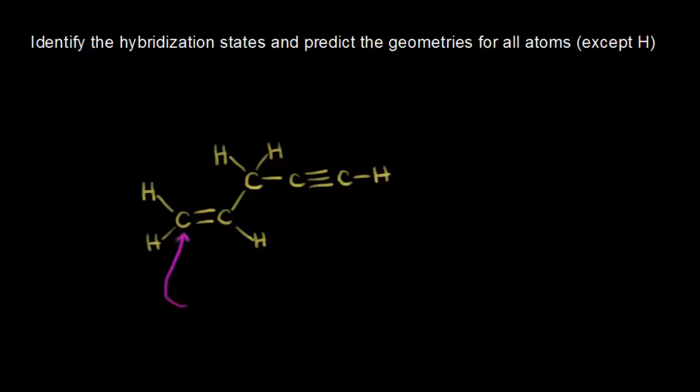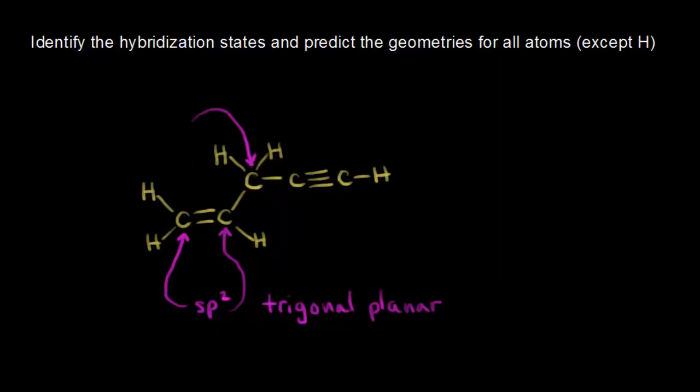And so the fast way of identifying a hybridization state is to say, okay, that carbon has a double bond to it. Therefore, it must be sp2 hybridized. And if it's sp2 hybridized, we know the geometry around that carbon must be trigonal planar, with bond angles approximately 120 degrees. This carbon over here also has a double bond to it, so it's also sp2 hybridized with trigonal planar geometry.